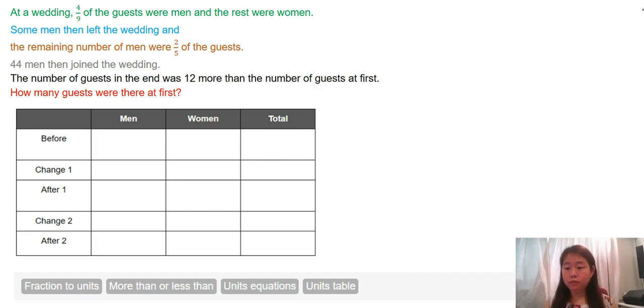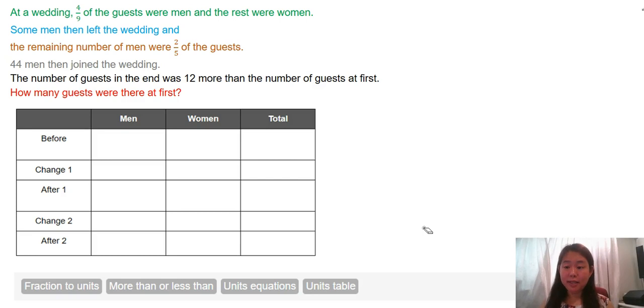At a wedding, 4/9 of the guests were men and the rest were women. Some men then left the wedding, and the remaining number of men were 2/5 of the guests. 44 men then joined the wedding. The number of guests in the end was 12 more than the number of guests at first. How many guests were there at first?